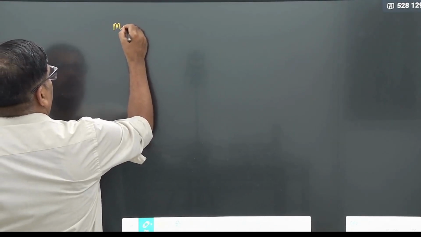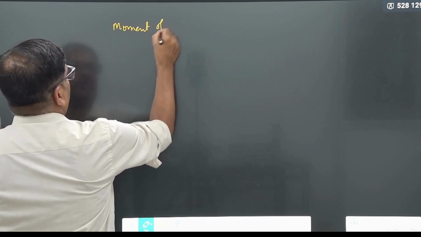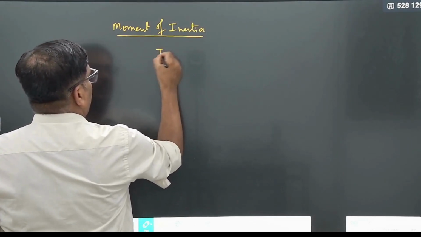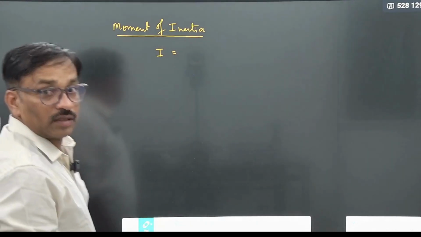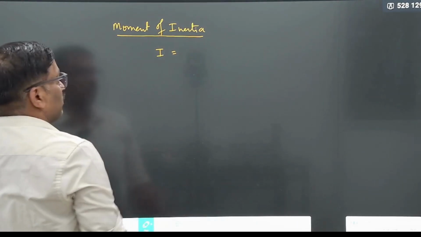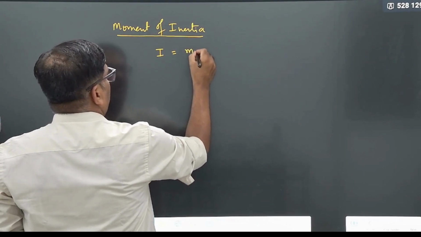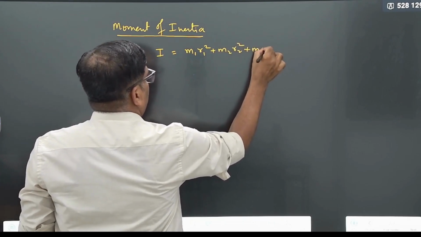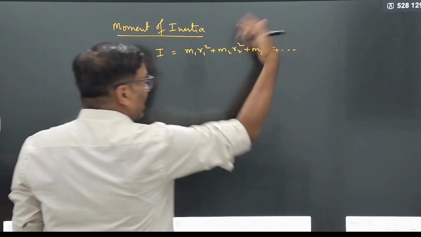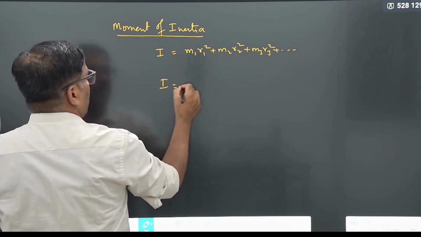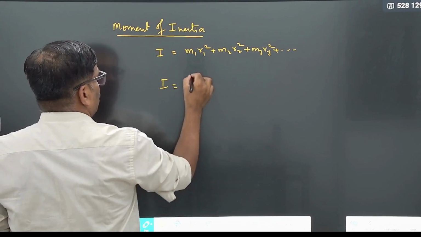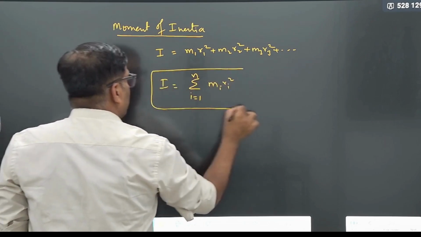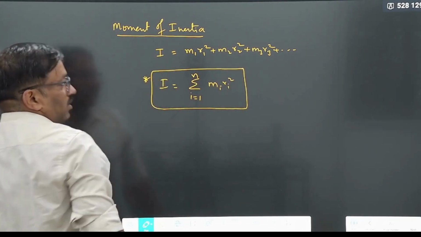Most important, moment of inertia. This moment of inertia is nothing but resistance to change in rotational motion. Now what is the formula? It is m1 r1 square plus m2 r2 square plus m3 r3 square. These are the three particles we studied, and like that there are many particles. We can write I equals summation of i equals 1 to n, m i r i square. This is your moment of inertia if you know the particles.